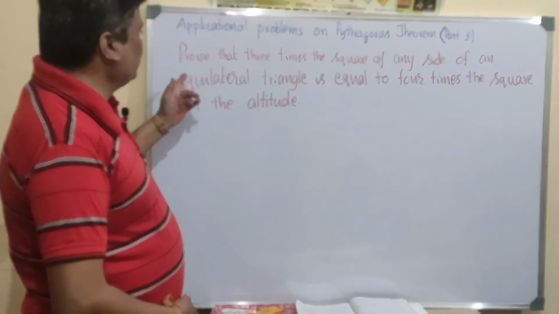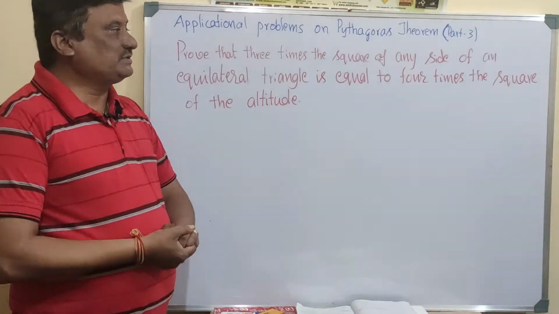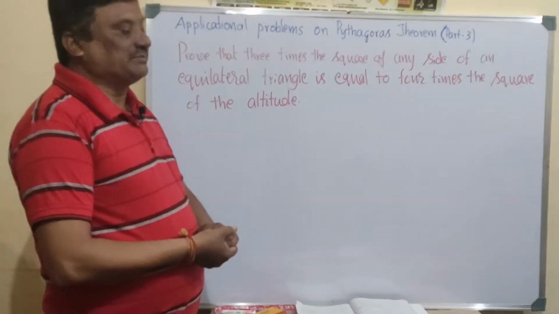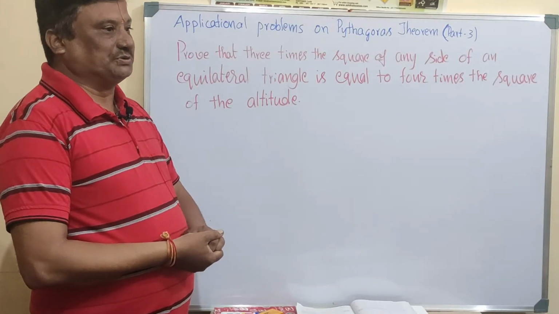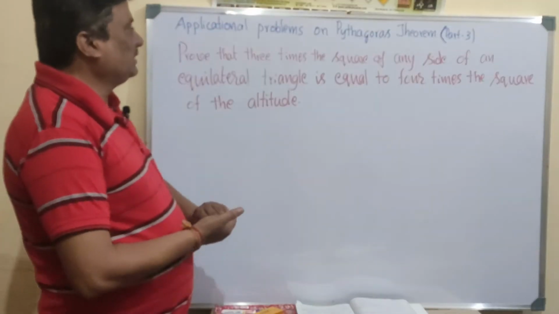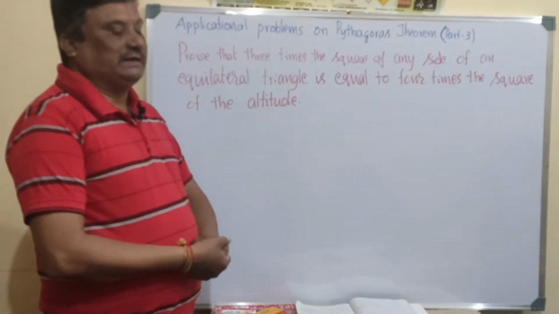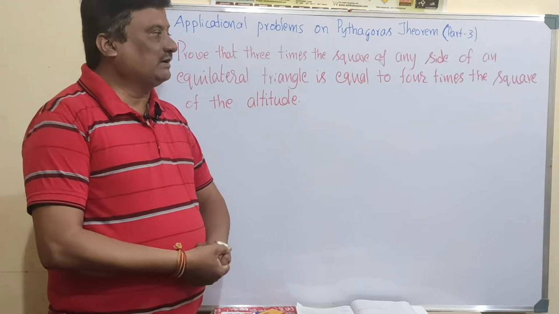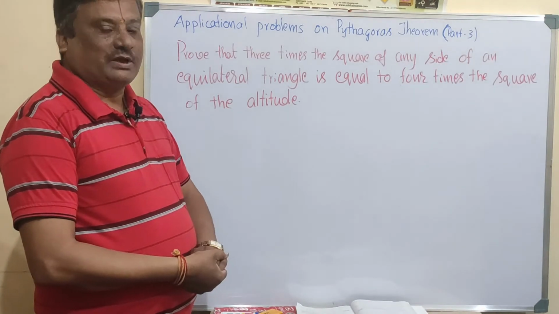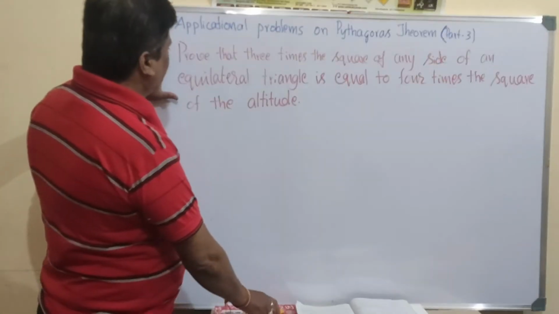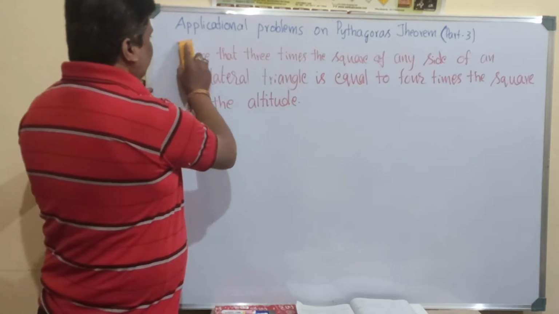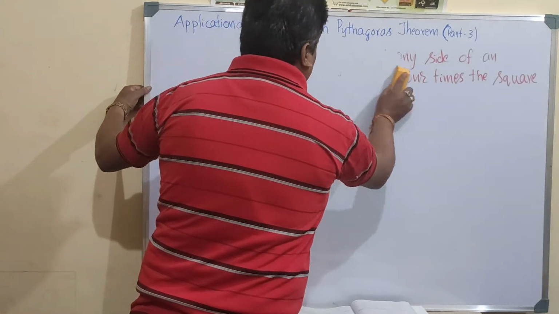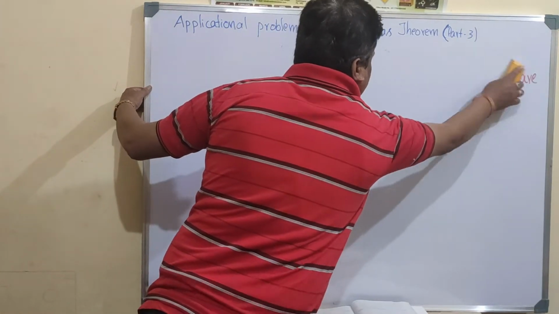The first problem is: prove that 3 times the square of any side of an equilateral triangle is equal to 4 times the square of its altitude. So once again, prove that 3 times the square of any side of an equilateral triangle is equal to 4 times the square of its altitude. Let's draw an appropriate figure for this. First we take an equilateral triangle and draw an altitude.